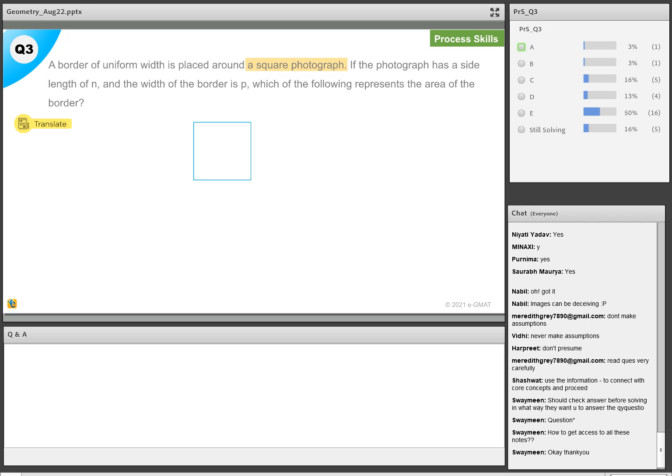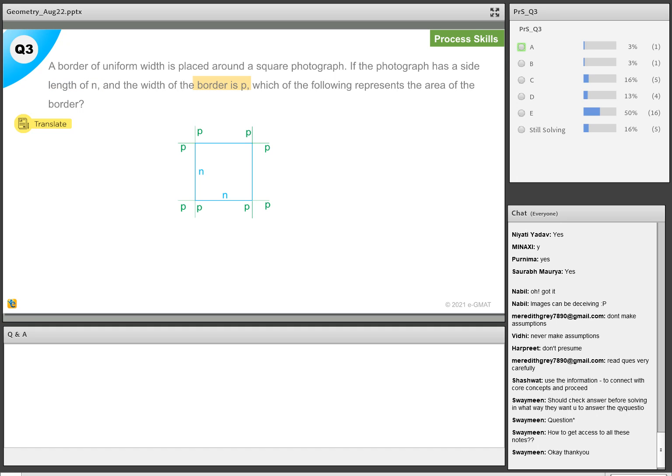Now, I have a square photograph, so I try to draw a diagram over here, and then a border of uniform width is placed around it. So whatever the photograph is, I have something beyond the photograph, and that's uniform in nature. That's what I'm thinking in my head right now. It's given that the photograph has a side length of n, so I mark that out over here. The border has a width of p. I need to find out the area of the border.